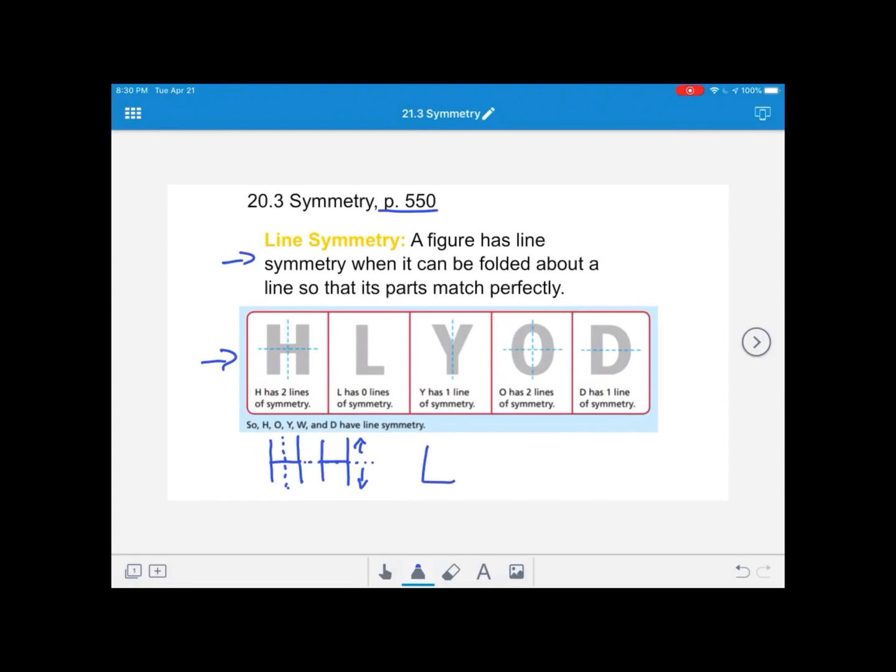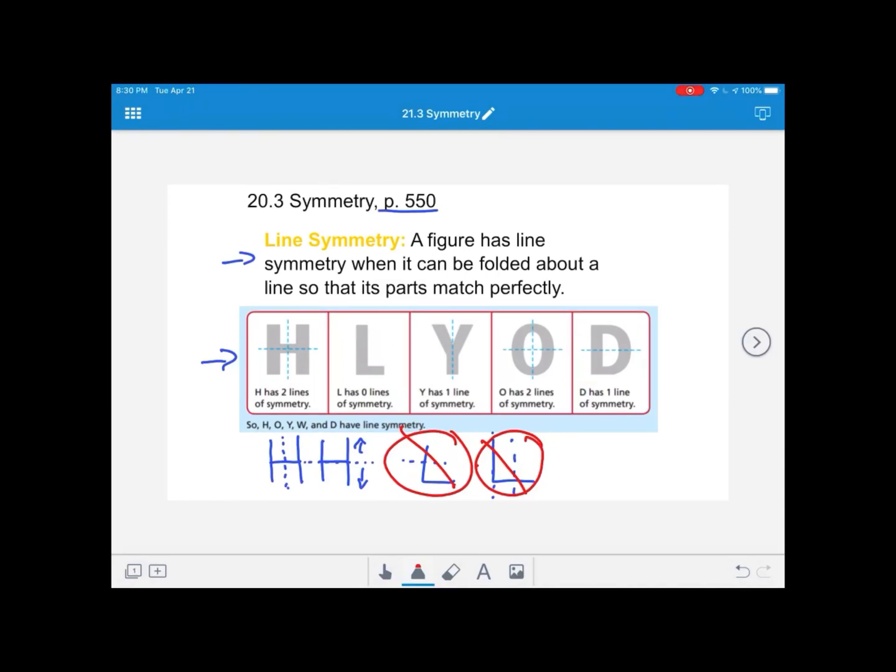However, the letter L, if we split that in half horizontally, the top does not match the bottom. That means that this letter does not have a line of symmetry. If we tried it again vertically, we would see as well, or even if we split it here, the top does not match the bottom. The letter L does not have a line of symmetry.